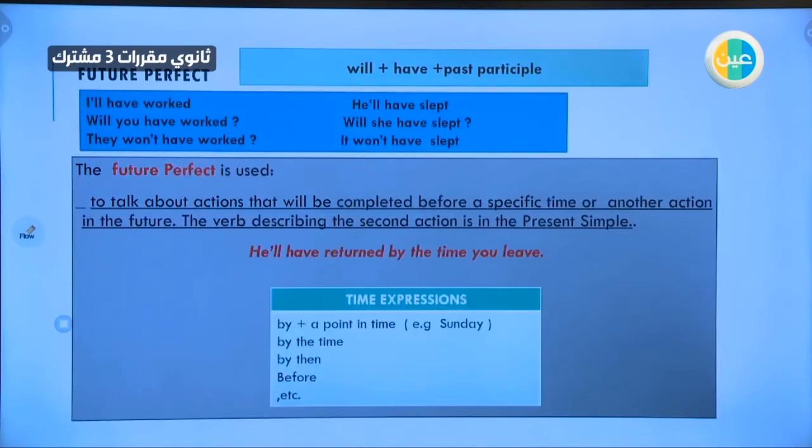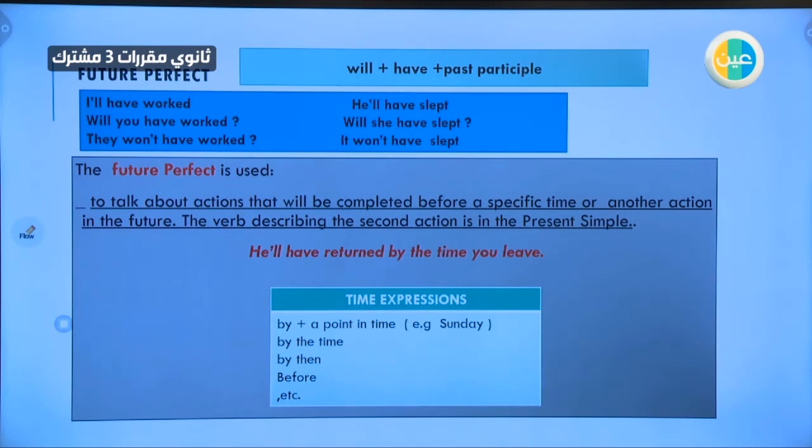The other one, or the last one, future perfect: will plus have plus past participle. Okay, how can I make it? I will have worked. As a question, will you have worked? As a negative, they will not have worked. Okay, why do we use it? The future perfect is used to talk about an action that will be completed before a specific time or another action in the future.